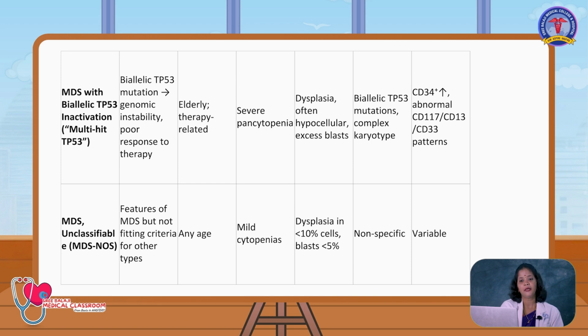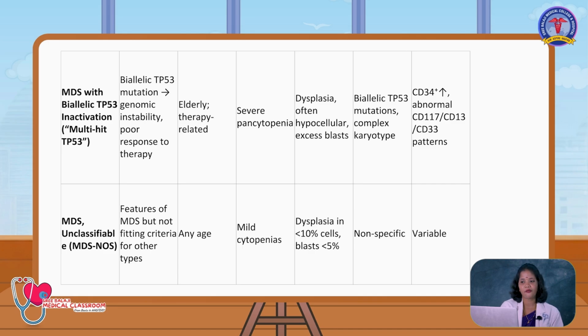MDS usually affects the elderly age group above 60 years, and here you can see macro-ovalocytic and anisopoikilocytic changes. In bone marrow you will see ring sideroblasts, according to the various subtypes of MDS.